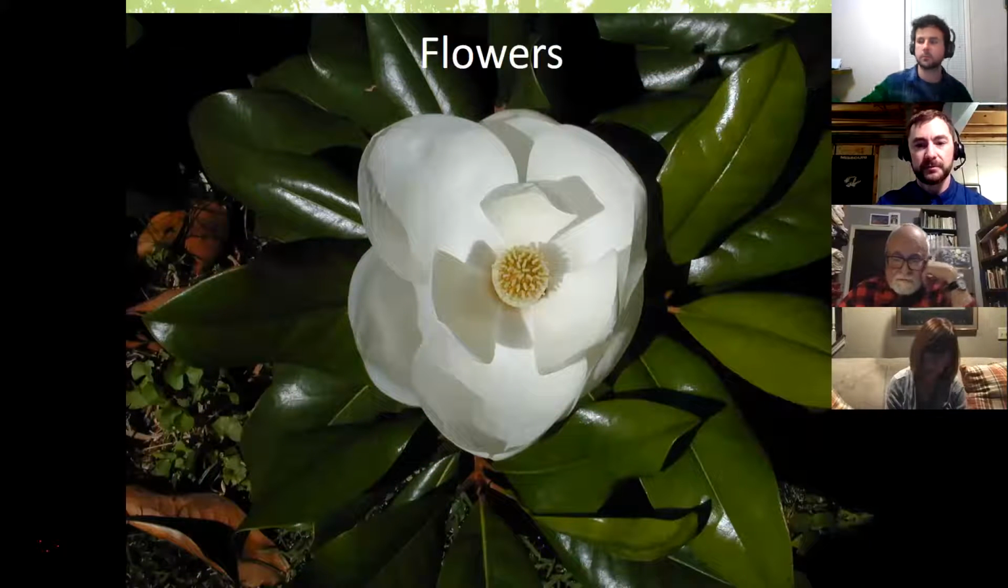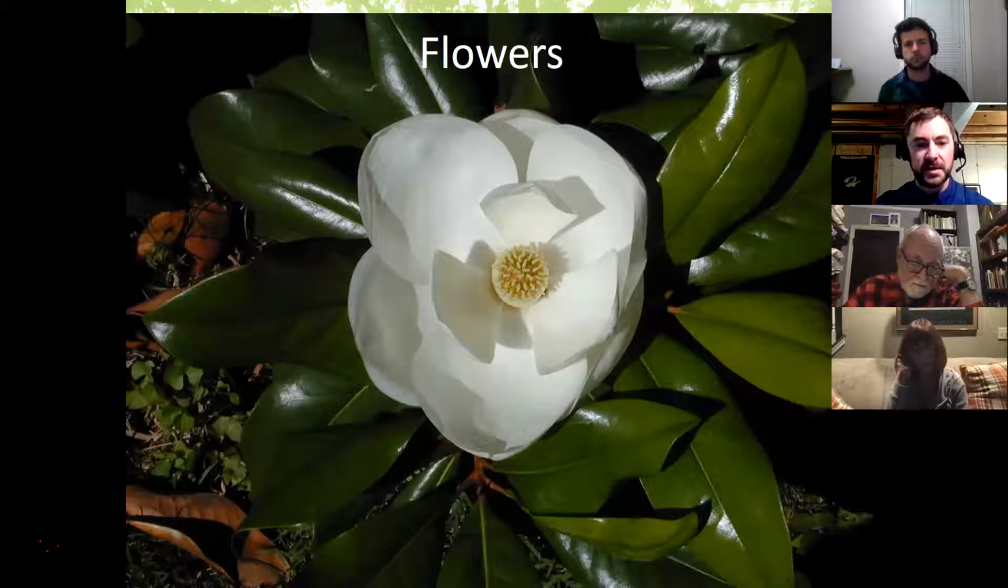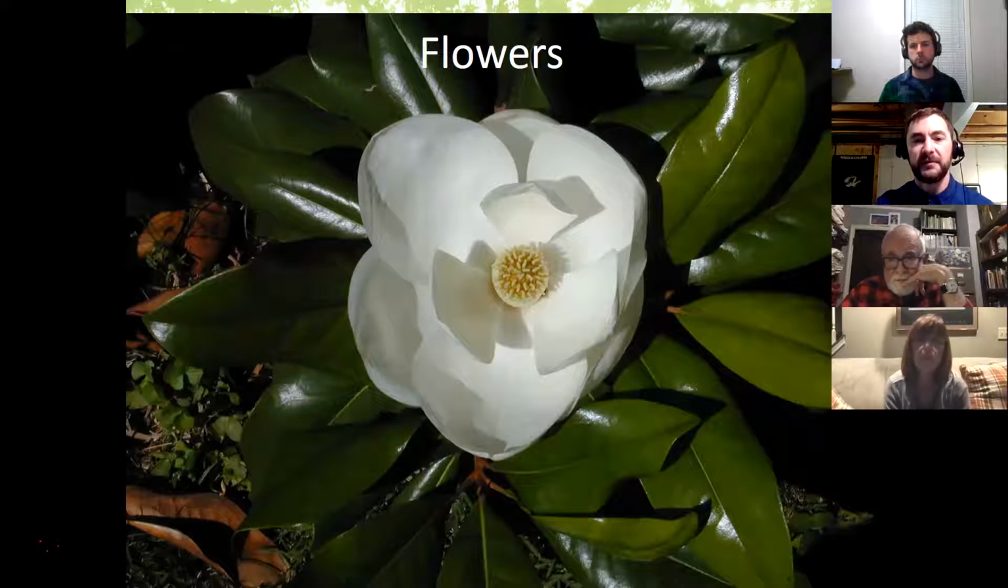The flowers, who doesn't love a good magnolia flower? But again, some trees' flowers are very, very unique, and some even lead us to have the state flower be a tree. So in the case of flowering dogwood.